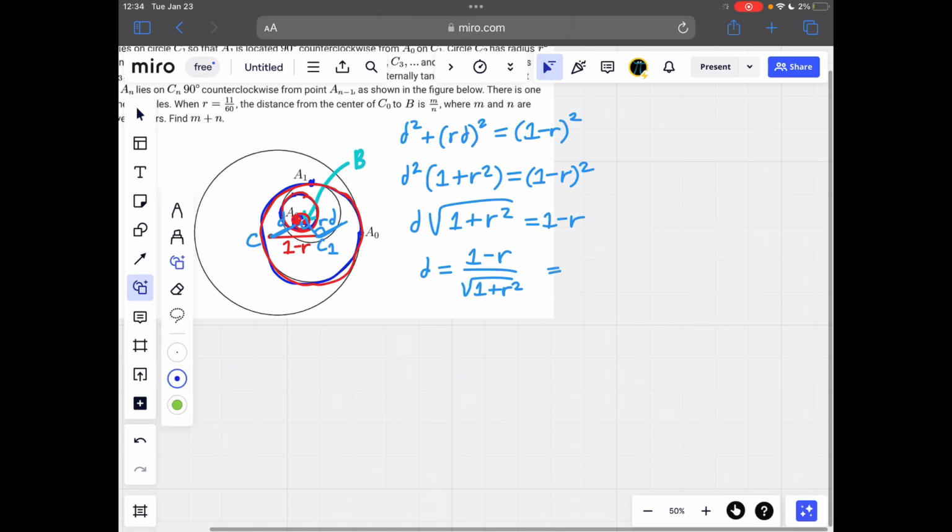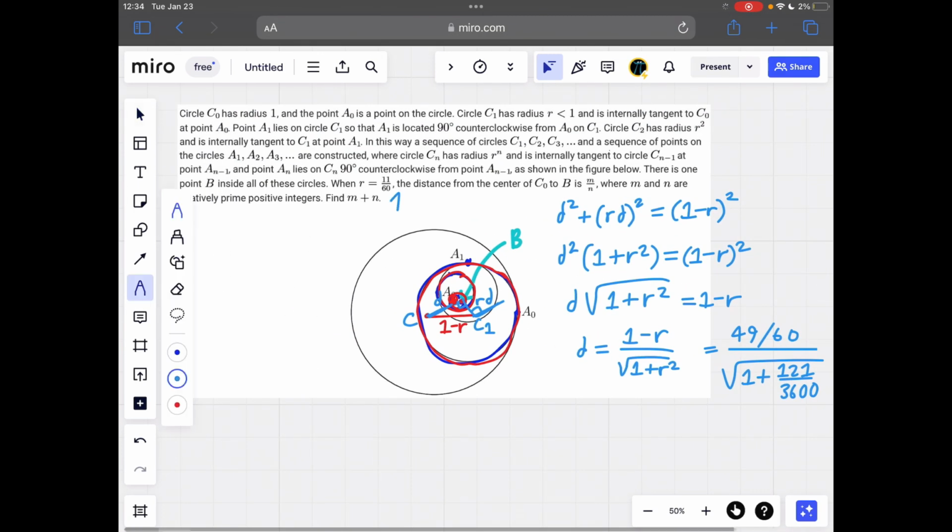This is just 1 minus 11 over 60, that's 49 over 60, divided by the square root of 1 plus 11 over 60 squared. That's 3721 over 3600, whose square root is 61 over 60. So 49 over 60 over 61 over 60. Cancel the 1 over 60s. 49 over 61. That's the answer. m plus n is equal to 110.